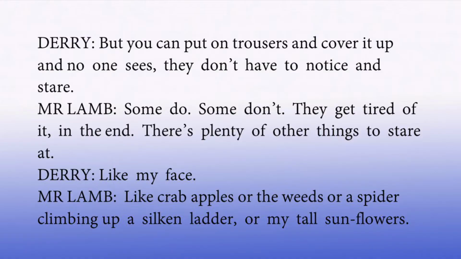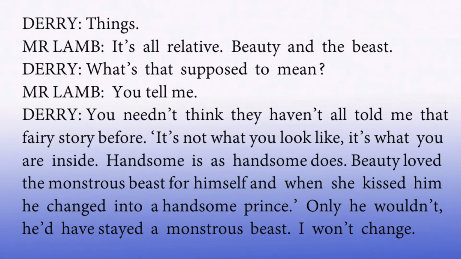Mr. Lamb says, "Like crab apples or the weeds or a spider climbing up a silken ladder or my tall sunflowers." So what he meant by other things is that people can look at the crab apples or the weeds or the spider climbing up the ladder or the sunflowers. So this is what he meant by people staring at so many other things.